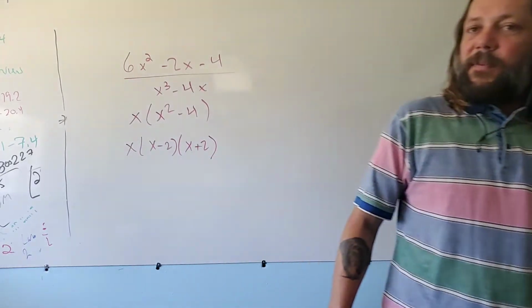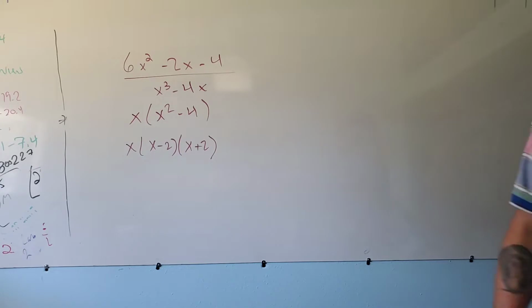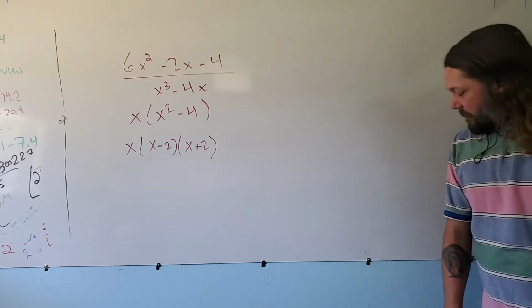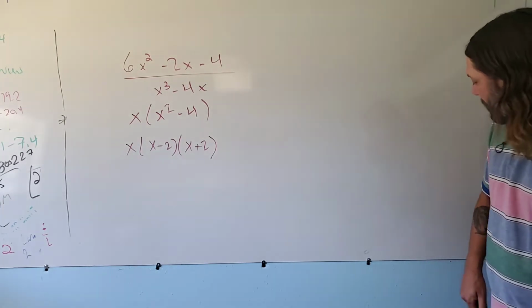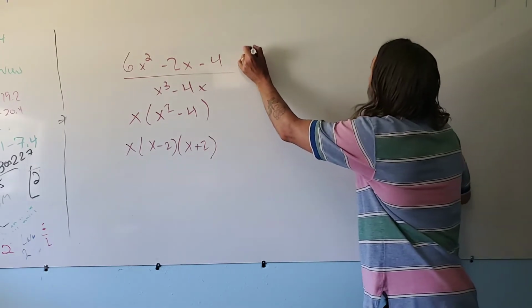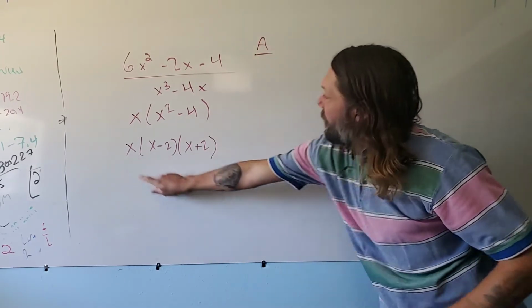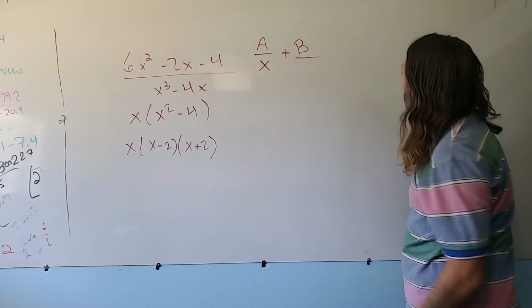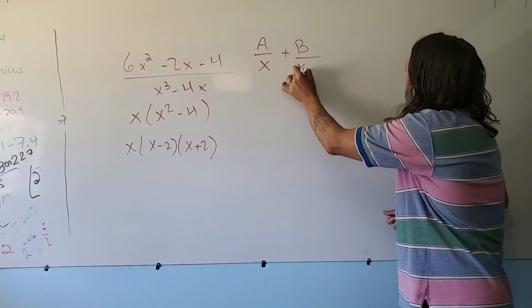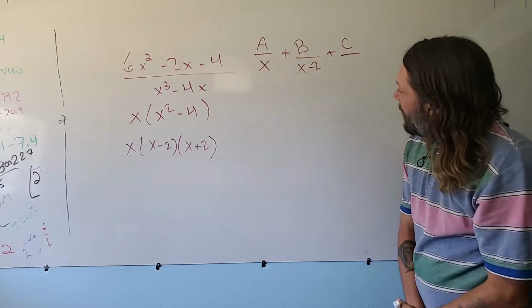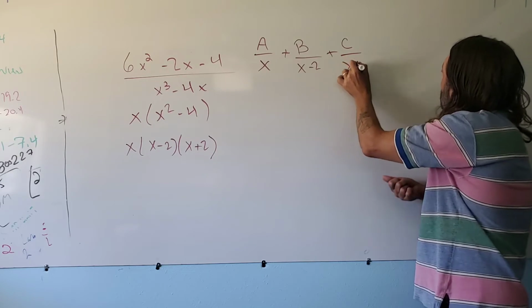Alright, so now I've factored the denominator, and I can now set up my fractions with my unknowns in the numerator and my factors in the denominator. So I'm going to have the following fractions. I have A over my first factor, which is x, plus B over my second factor, which is x minus 2. And I have C over my last factor, which is x plus 2.